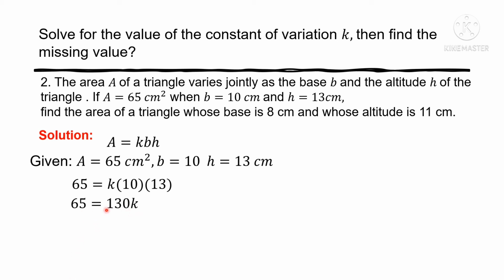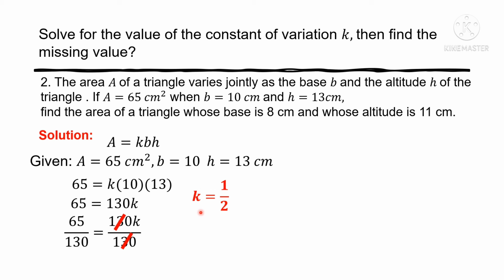So to find K, divide natin sa magkabilang side ng 130. So 65 over 130 equals 130K over 130. So we can immediately cancel this 130. Okay? So ang matitira ay K. Tapos itong 65 over 130, that is equivalent to 1/2, if we express this one in lowest terms. So it could be 0.5 or 1/2.